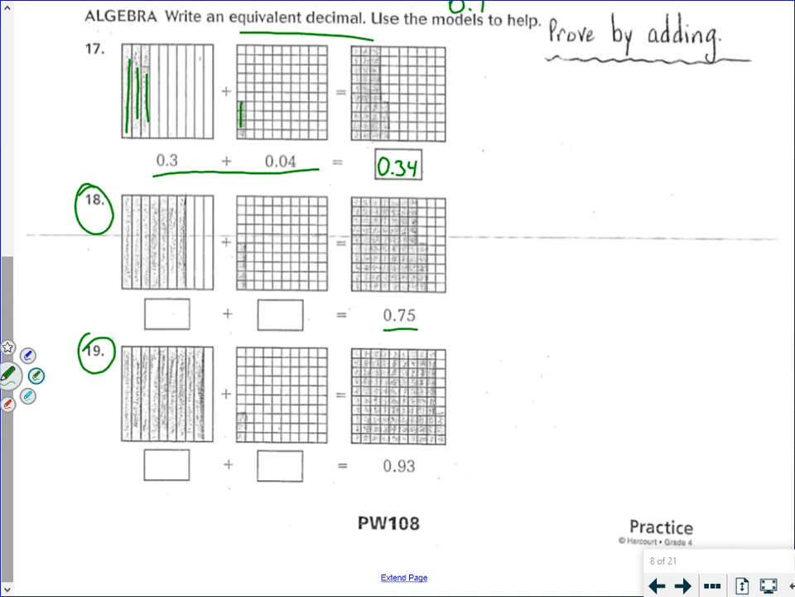On this one, it has to equal 0.75. So this one equals 1, 2, 3, 4, 5, 6, 7. So is it 0.7 or 7? 7, right? Because these are tenths. Okay. Here we have 1, 2, 3, 4, 5. 0.05 because it's out of 100, right? There are 100 squares in this thing.